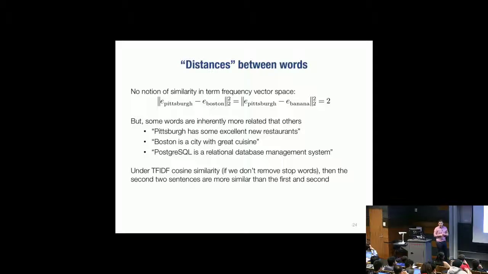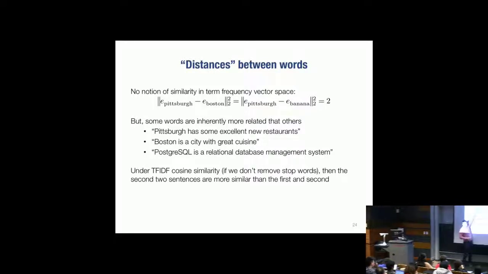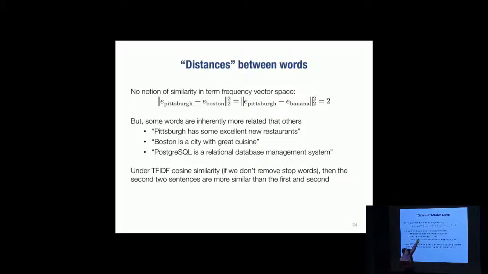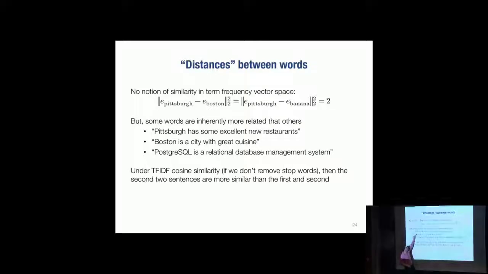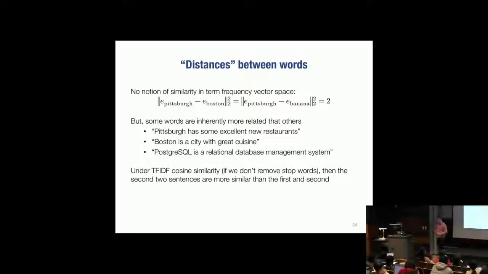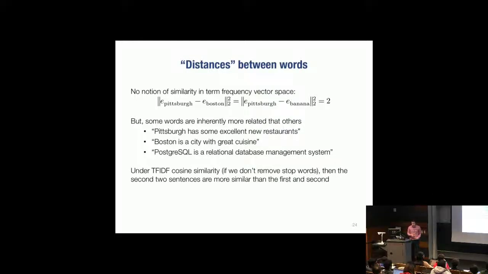Suppose I have this next corpus here, which has 3 sentences. The first says Pittsburgh has some excellent new restaurants. The second one says Boston is a city with great cuisine. And the third one says Postgres is a relational database management system. Now in TF-IDF vectors, assuming I don't remove any stop words here, these two would actually be the most similar because they both have is and a in the sentences, and these other two have no overlap in words. So the similarity between these two would be 0, and this one would be small because the words are mostly different, but non-zero. So the problem here is that under these similarities, there's no notion that these two are really talking about the same thing, because all our words are either completely different or exactly the same. There's no notion of similarity amongst words.